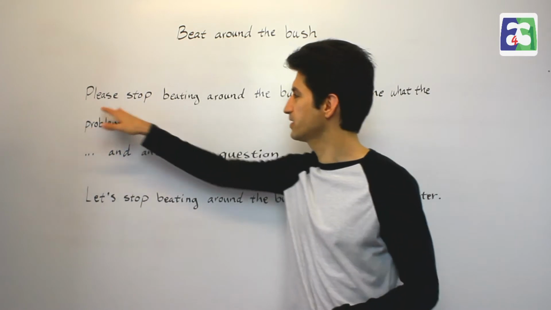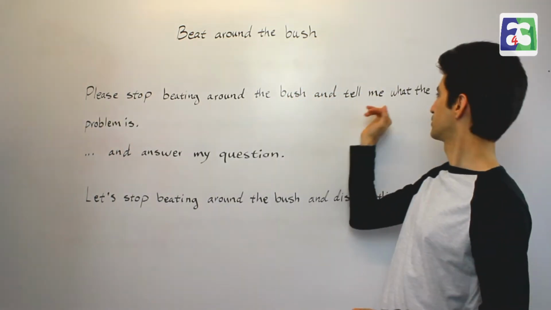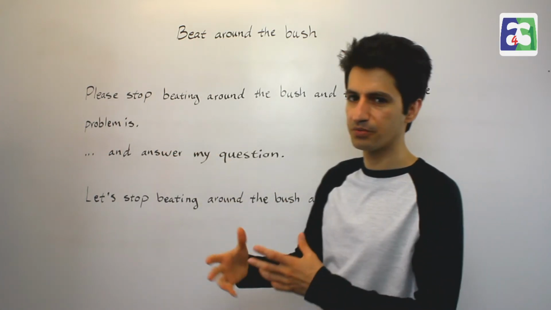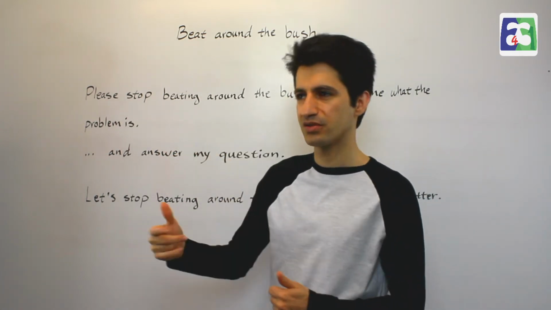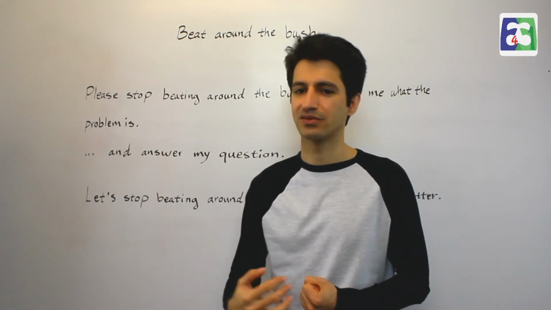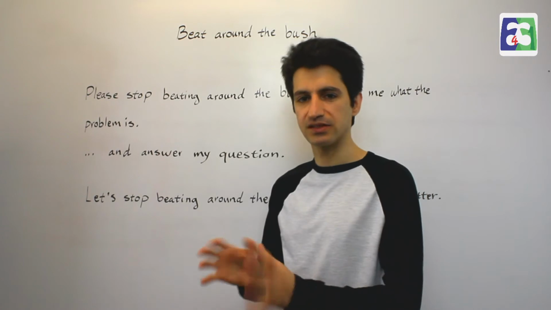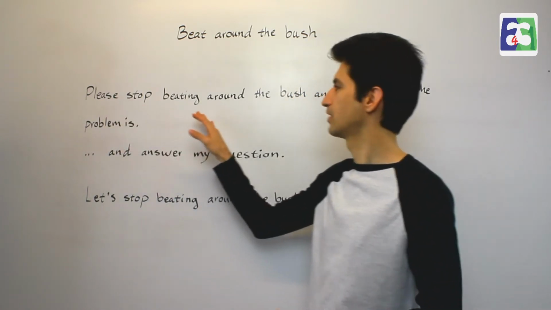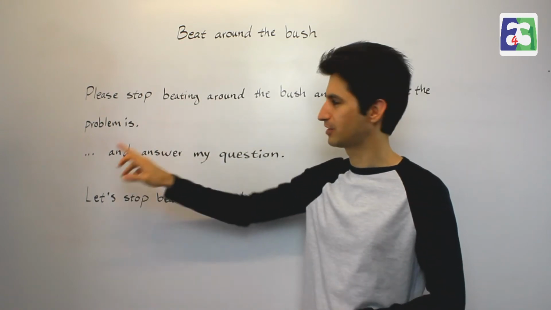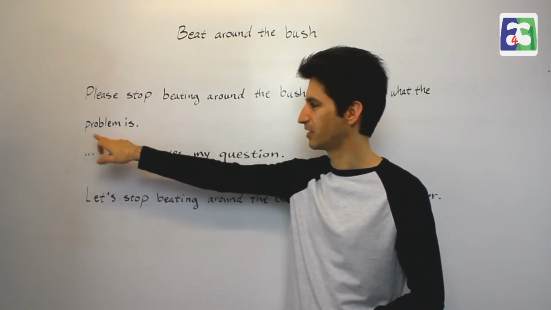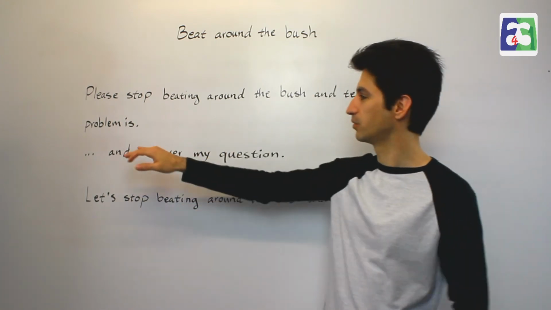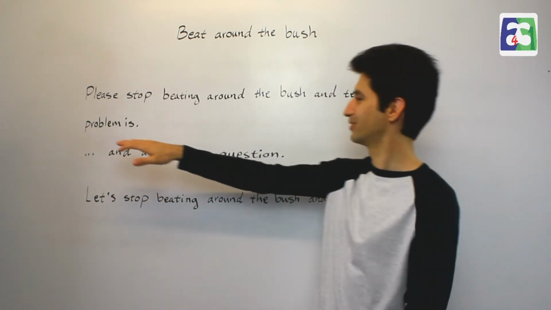Let's now look at the examples. Someone says, please stop beating around the bush and tell me what the problem is. Okay, so there's a problem we want to tell the person, and we do not really say that, we just talk about other things, and it is a bit vague, and the person asks us not to talk about other things and get to the main idea. So stop beating around the bush and tell me what the problem is.